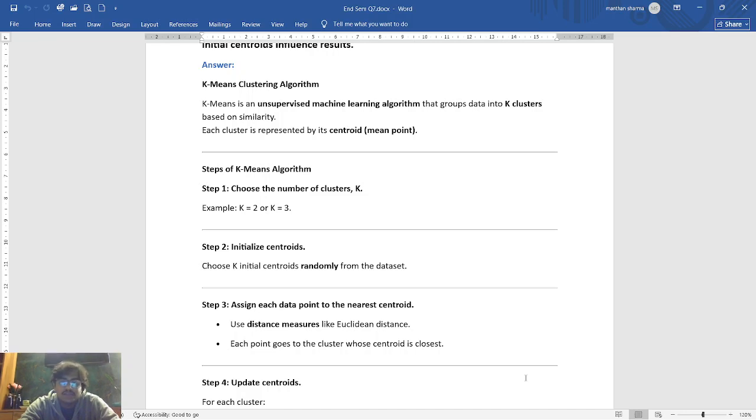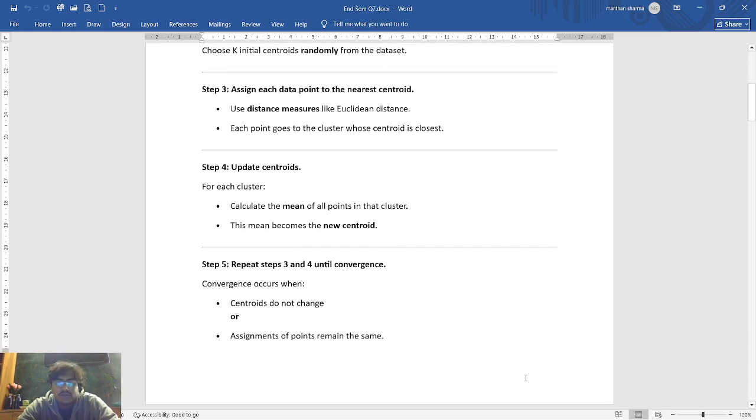Then in step 3, we assign each point to the nearest centroid. We use a distance metric, usually Euclidean distance, for deciding which centroid each point is closest to. And in step 4, we update the centroids for each cluster. We take the mean of all points inside it, and this mean becomes the new centroid.